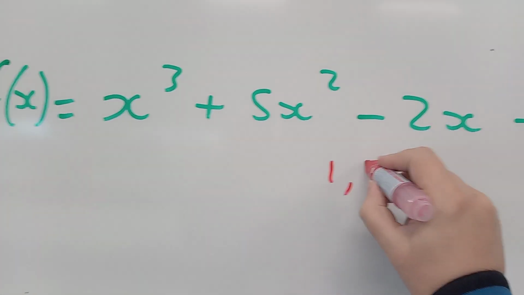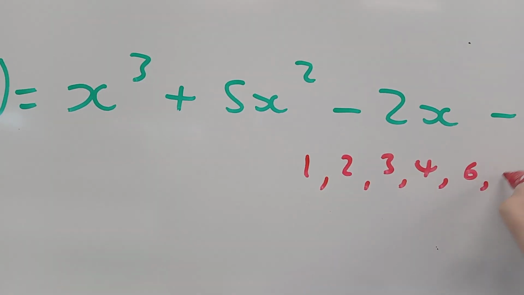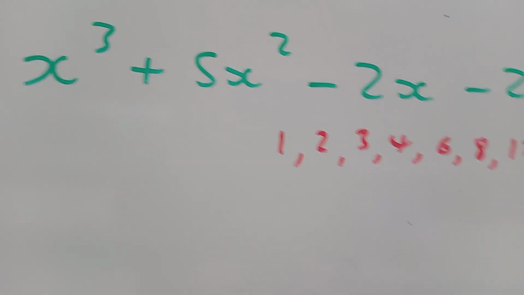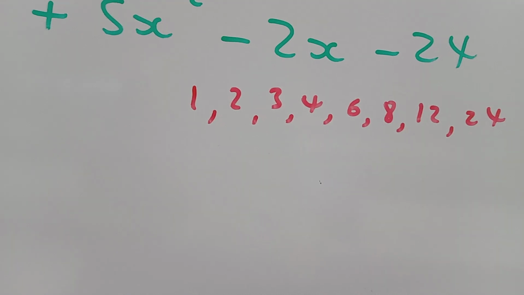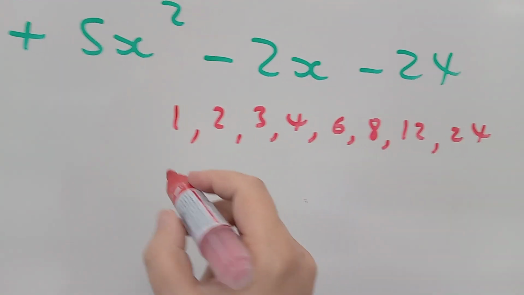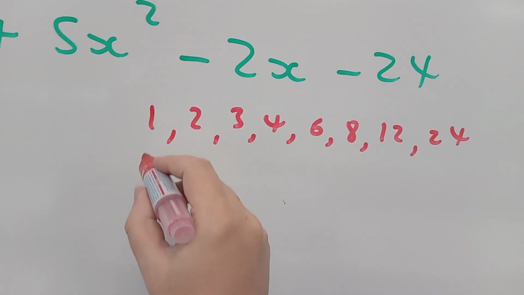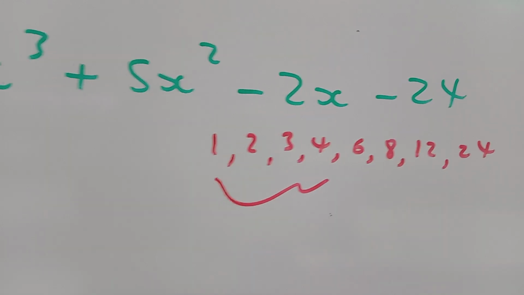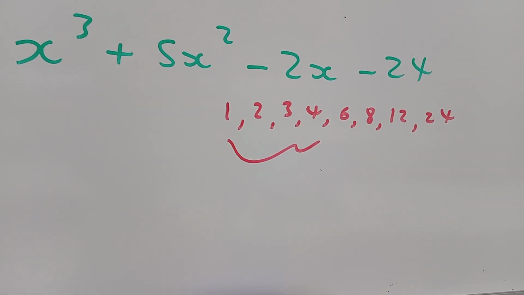So 1, 2, 3, 4, 6, 8, 12, 24. So those are all of our factors, and there's a lot of them. But what we need to recognize is that we need to start to find a factor of this cubic. We can start with the low numbers. Now we're going to have to look at positives and negatives, but you can usually rule out some straight away.